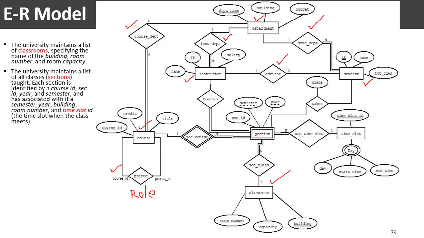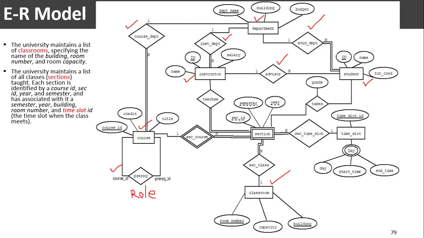So course ID is the primary key of the course. So obviously section depends upon another entity set, that is course. So it is better that we make this section a weak entity set, that is existence dependent upon the other strong entity set, and that is course. So the weak entity set section depends upon course, which is a strong entity set. Okay, now section is identified by course ID, section ID, year and semester.